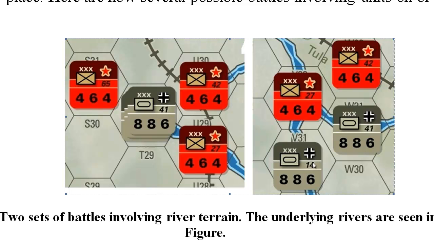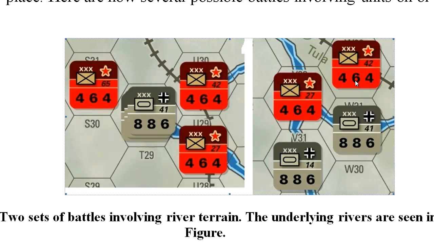The German is attacking along the river, so this attack is an 8 to 6 or 1 to 1. This German is on a river square. The Russian is behind the river on a non-river square, so the Russian is doubled on defense, and this is an 8 to 6 times 2, 8 to 12 or 1 to 2.